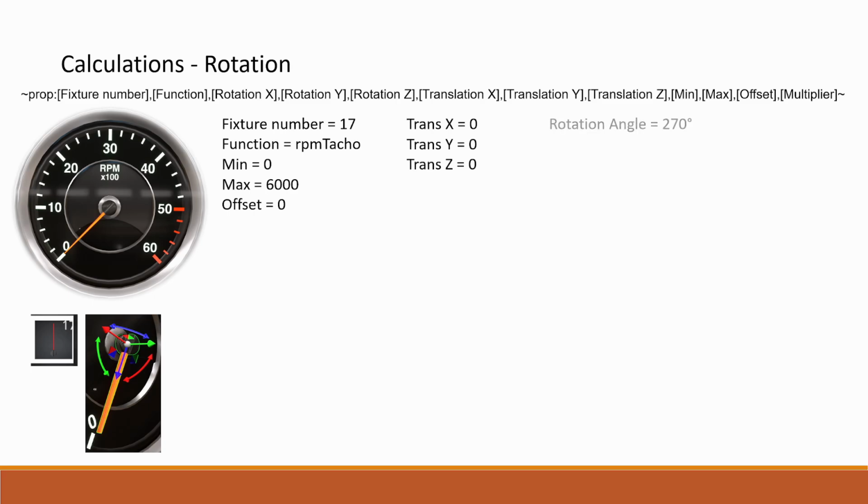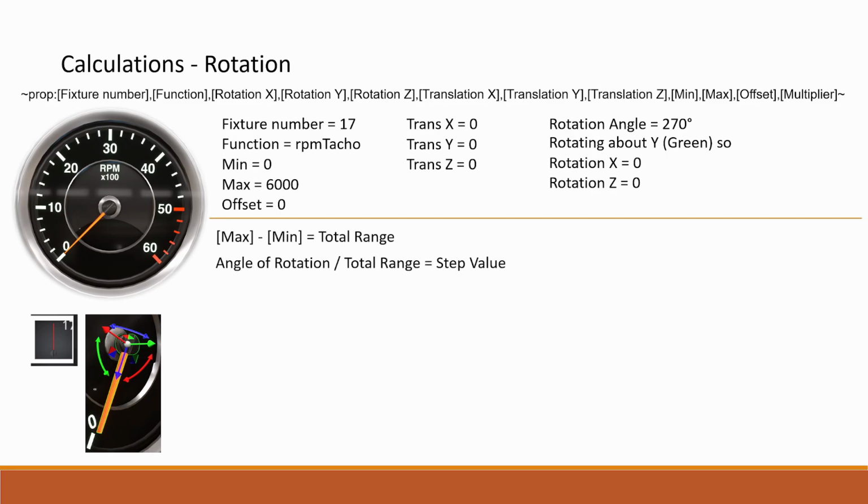We also know that we want the needle to rotate 270 degrees between the 0 and 6000. Finally, we also know that we want it to rotate about the green arrow, which is the y-axis. So we know that the rotation about x and the rotation about z are both 0. With all these values, we can start the calculations.